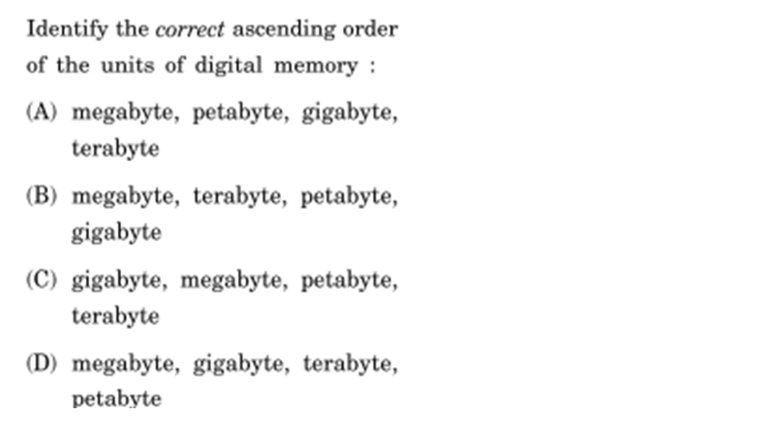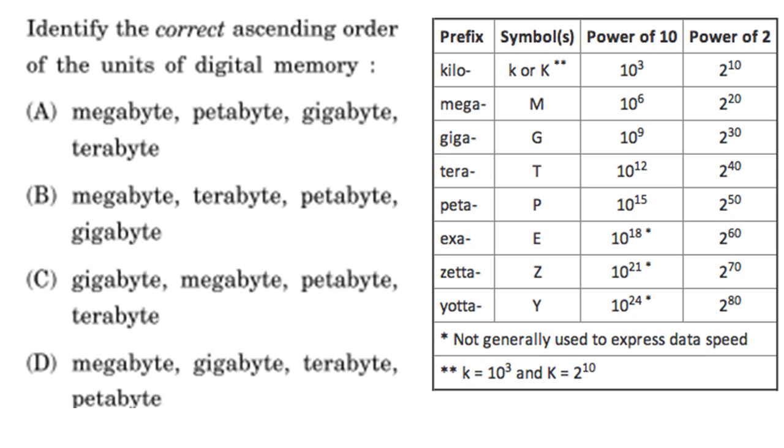So next question is to identify the correct ascending order of units of digital memory. So friends, it is easy to answer this question, as on a daily basis we are using MB and GB. So we know MB is less than GB, but we don't know the peta and tera relation. For that, I have given a table where you have been given all the prefixes for the digital memory.